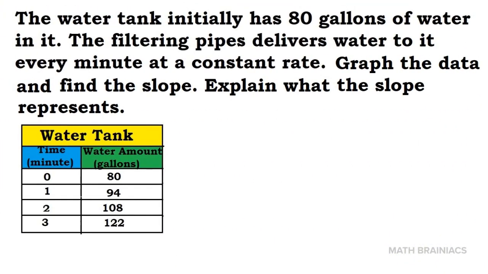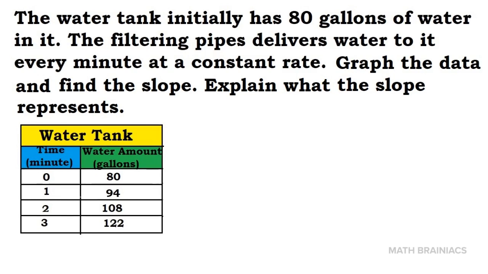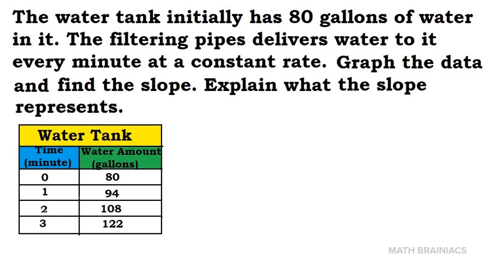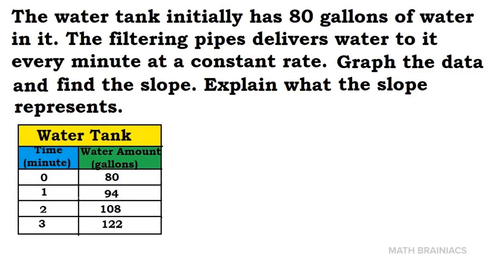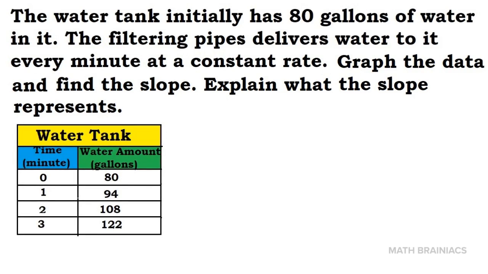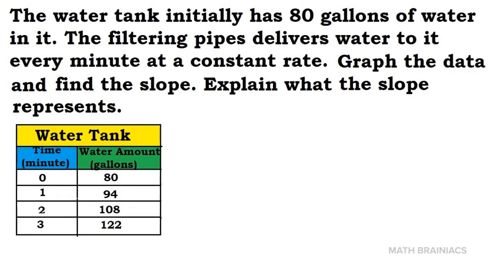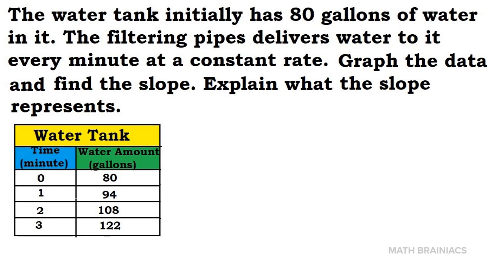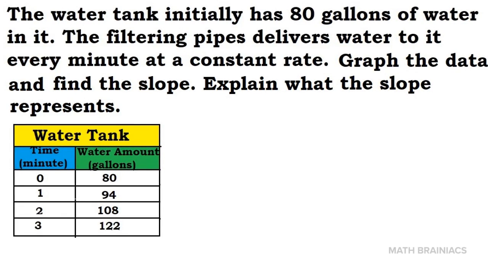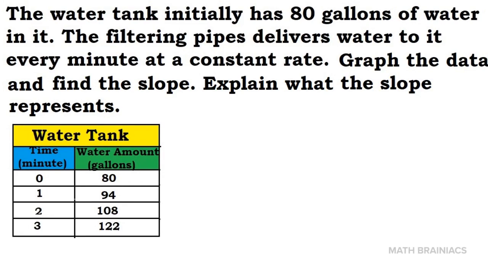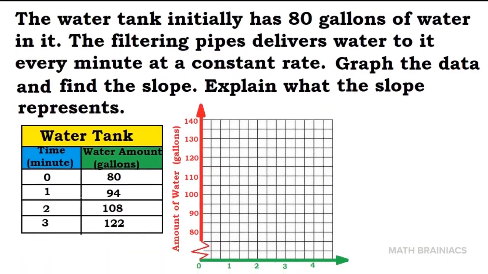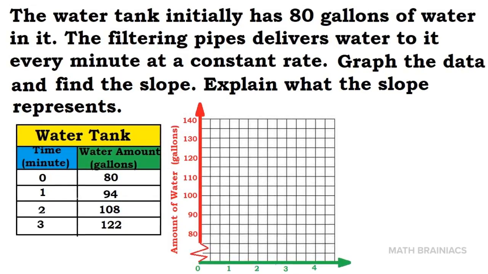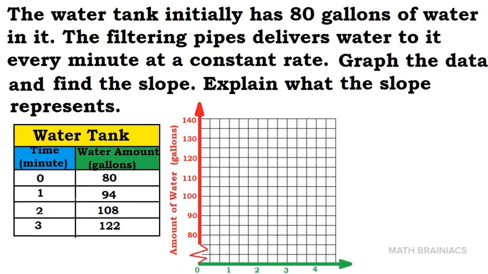Let us work on another example so that you can understand it well. The water tank initially has 80 gallons of water in it. The filtering pipe delivers water to it every minute at a constant rate. Graph the data and find the slope. Explain what the slope represents. The table indicates the water tank, where the first column indicates the time in minutes and the second column indicates the amount of water in gallons. Let us draw the coordinate plane, where the y-axis indicates the amount of water in gallons and the x-axis indicates the time in minutes.